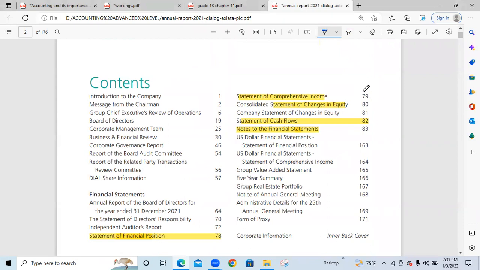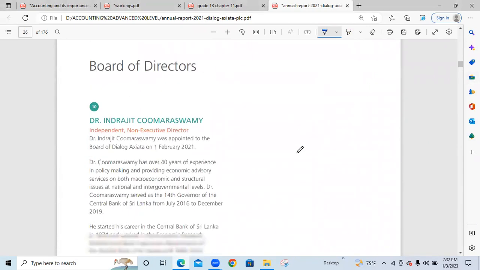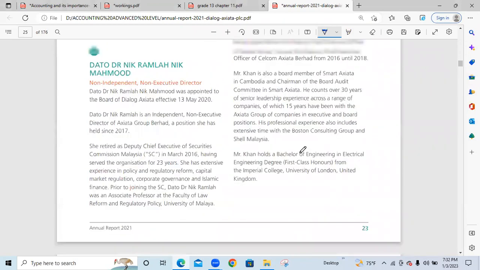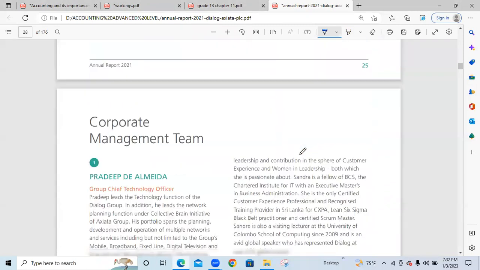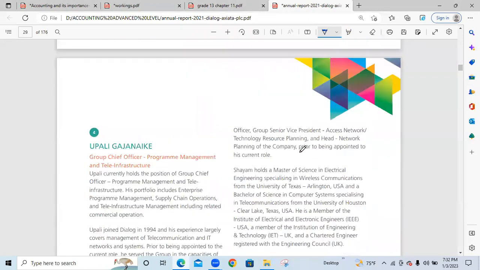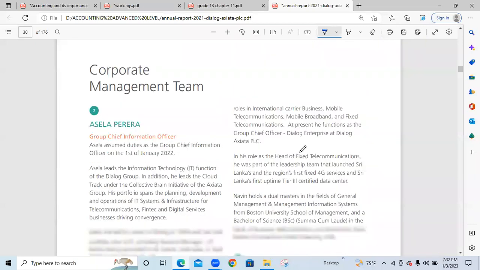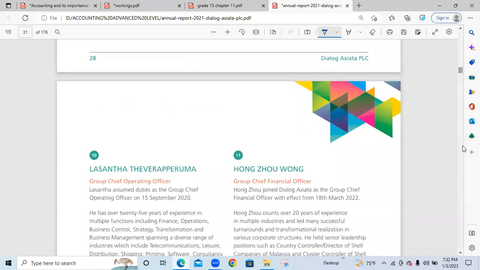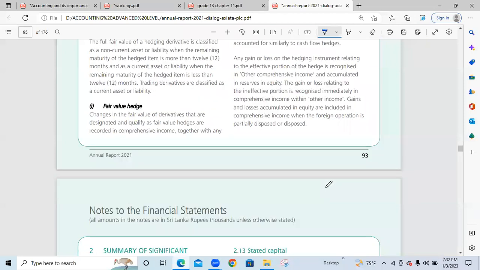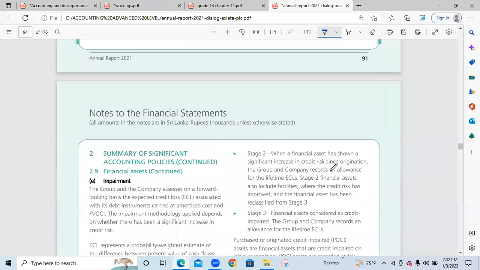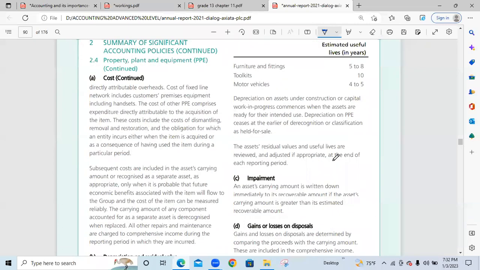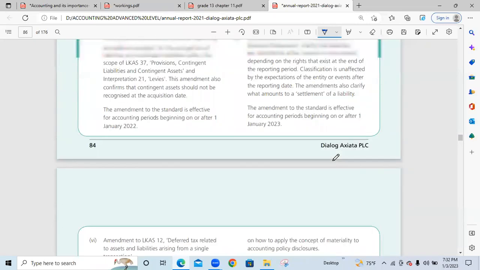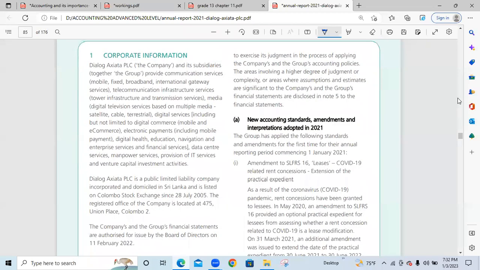So let's see, guys, statement of comprehensive income, page number 79. Okay, it's a big book, but believe me, these 5 financial statements are just 5 to 6 pages. All the others are additional information. Except for the notes, which are very huge, all the other 4 financial statements are very small, just 1 page.